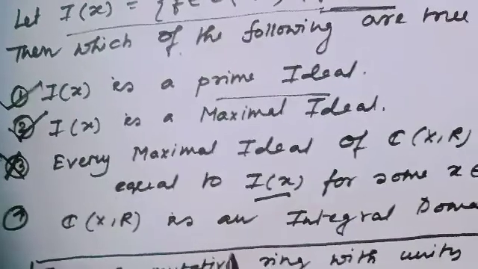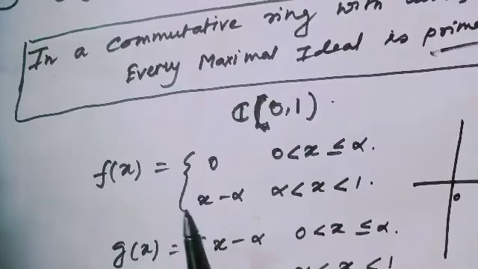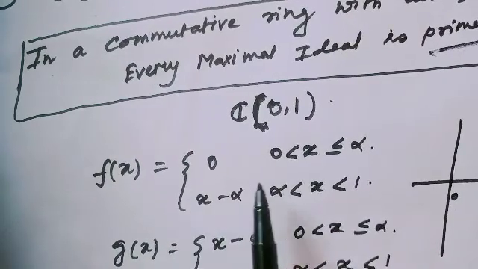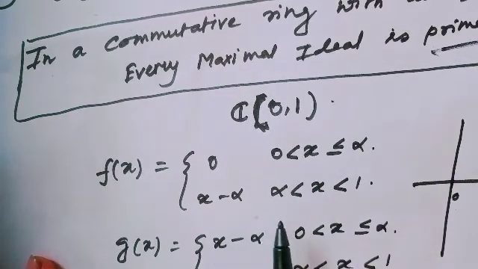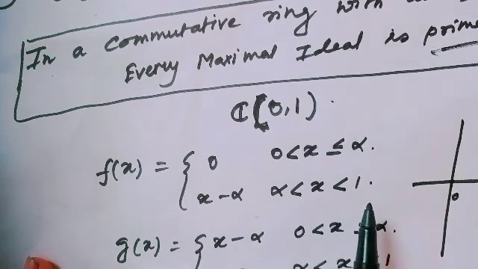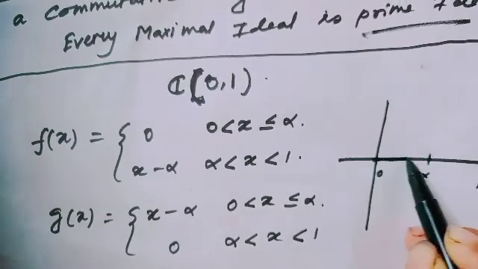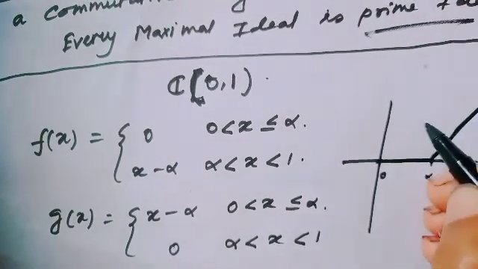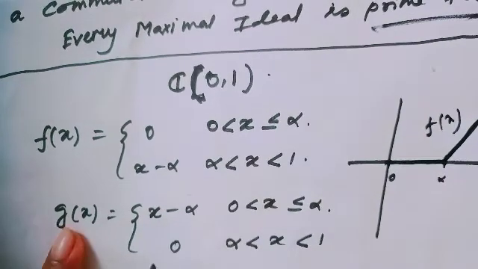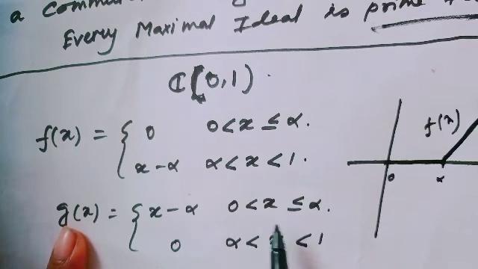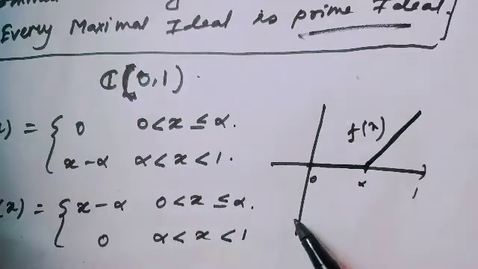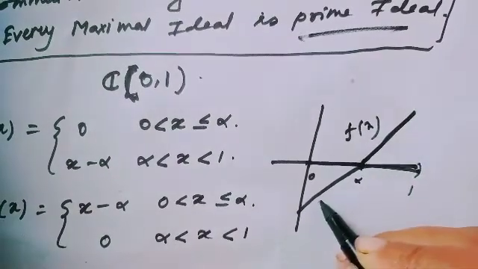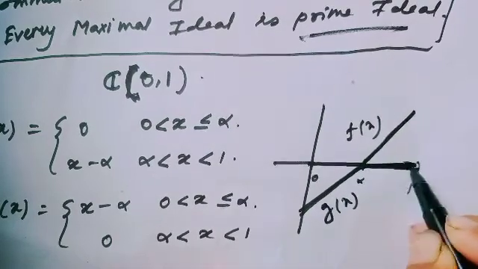And option 4, C(X, R) is an integral domain. Consider a new type of function: f(x) equal to 0 for 0 less than x less than or equal to alpha, and x minus alpha for alpha less than x less than 1. That means this graph would be this type of function. This is f(x). And g(x) equal to x minus alpha for 0 less than x less than or equal to alpha, and 0 for alpha less than x less than 1. That means this graph would be such a type of function. This type of function is called g(x).